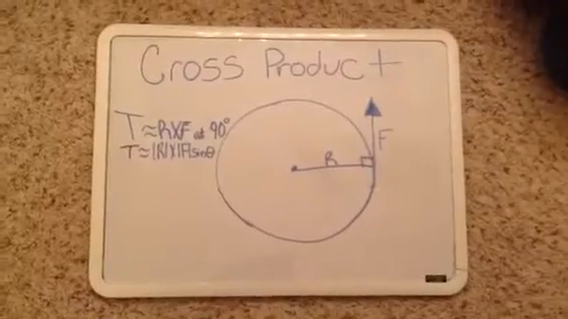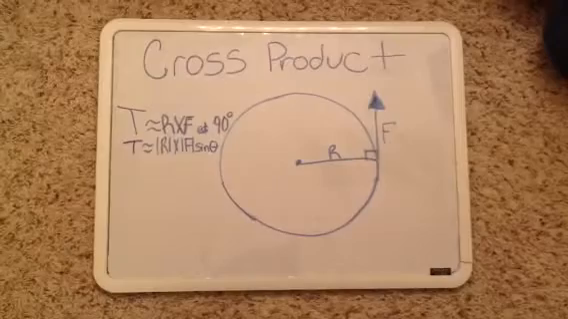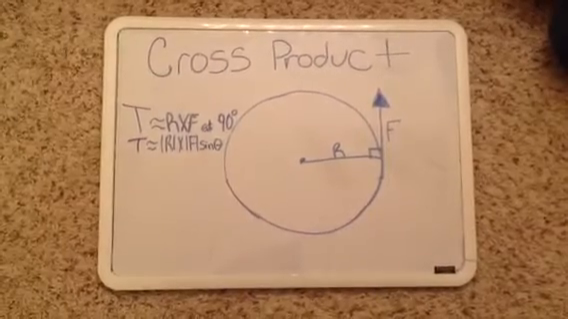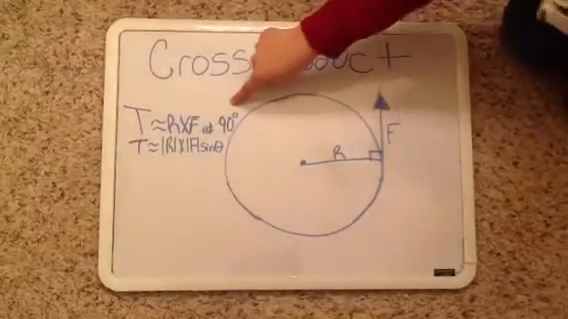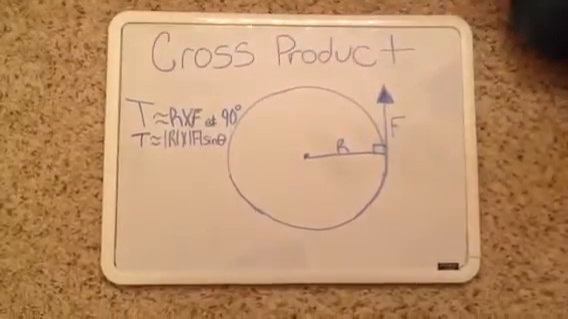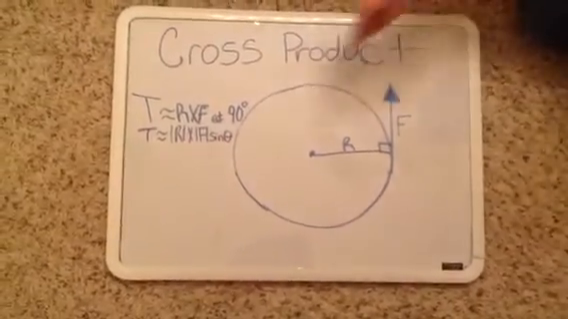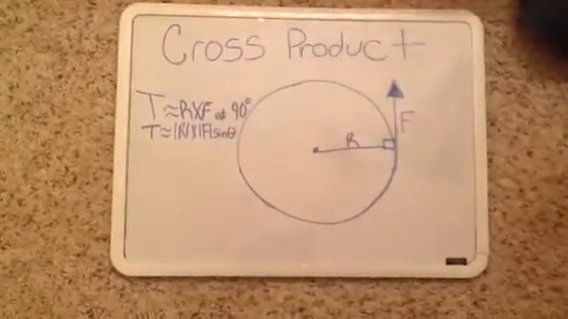Now we're going to be talking about cross products. In order for a cross product to work the best, it needs to be at a 90-degree angle, so it can have the most torque. This is the equation you would use if you had it at a 90-degree angle. But if you didn't, you would use this angle with the sine theta.